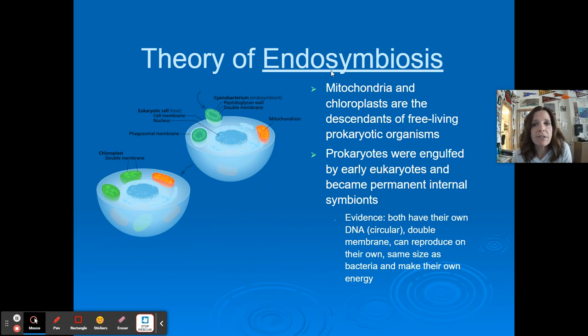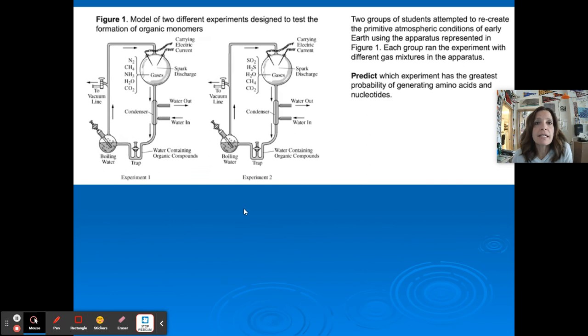We've talked about this before, the theory of endosymbiosis. We know that mitochondria and chloroplasts were once their own unique little free-living prokaryotes, right? And they were engulfed by a larger prokaryote, and they became symbionts. They lived inside of them and were helpful. And some evidence we talked about is they both have their own DNA, and it's circular, like bacteria have. They can reproduce on their own. They have ribosomes. They can make their own energy. Okay, so all these things are the evidence for endosymbiosis.